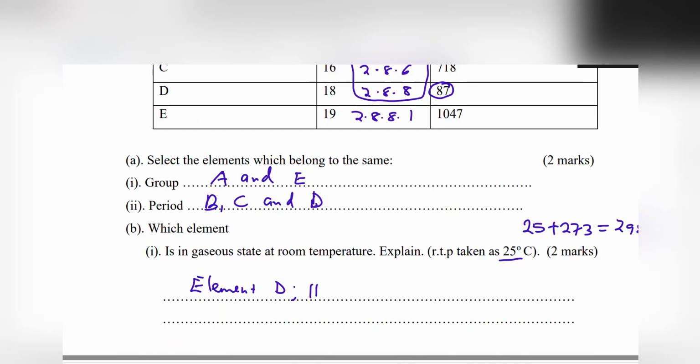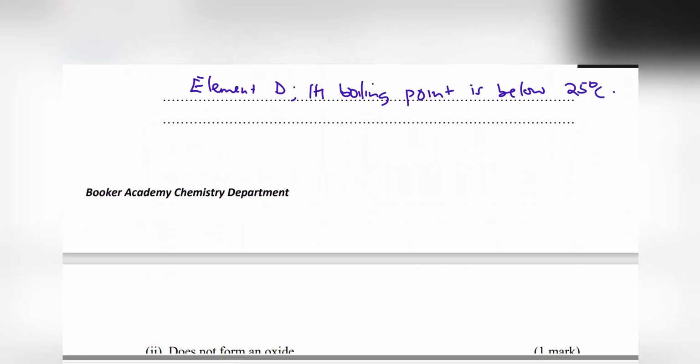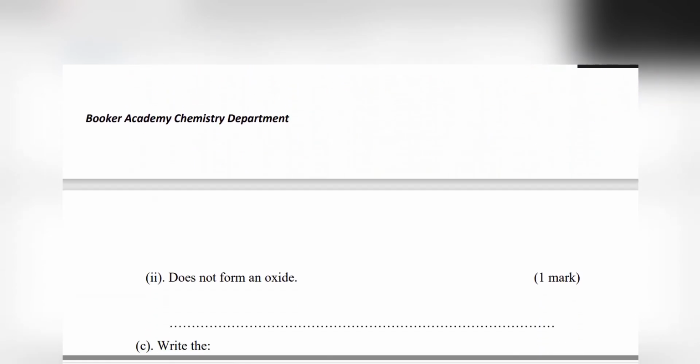Reason, its boiling point is below 298 kelvins, or simply 25 degrees Celsius. We move down. Roman 2, does not form an oxide again, it is element D.